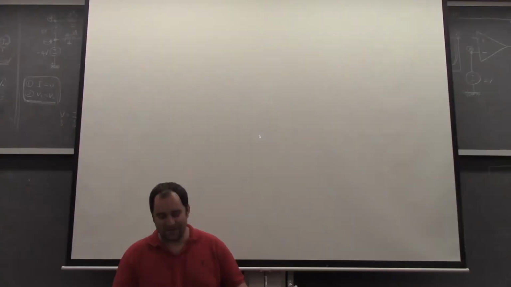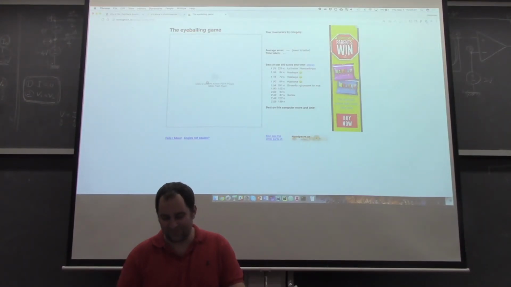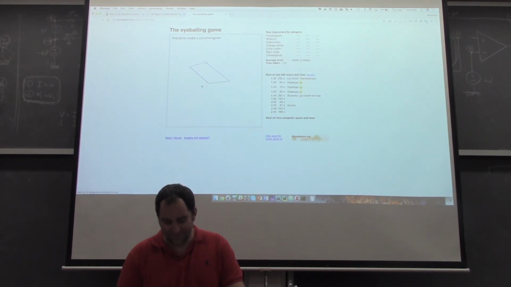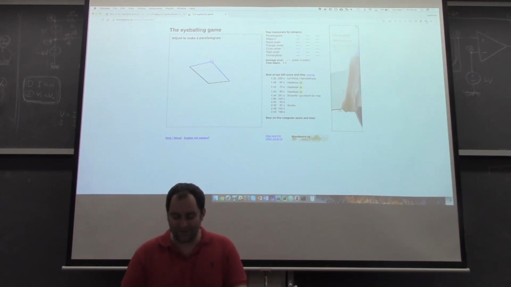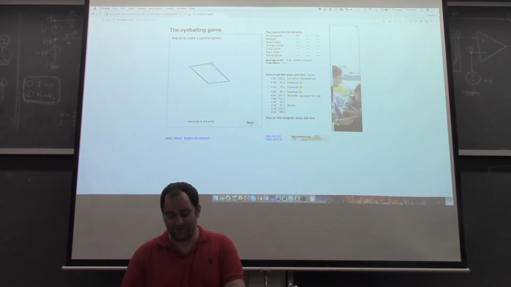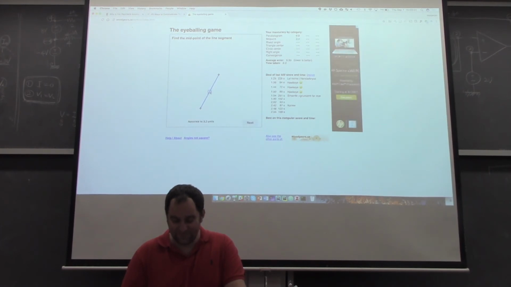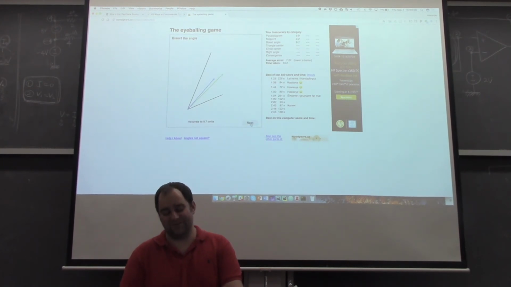And there's this interesting game here, again, another Flash problem. This is an eyeballing game that tells us a little bit about the weakness of our perceptual system for those things. So I'm trying to make this a parallelogram, and I'm actually quite wrong here. Now I'm trying to find the midpoint of this line segment. This was good. I'm trying to bisect the angle. Well, not very good.